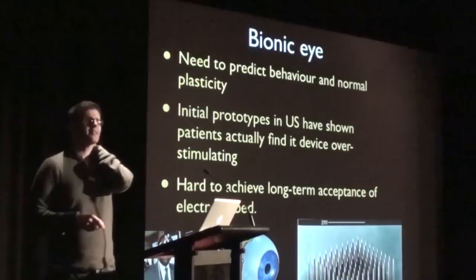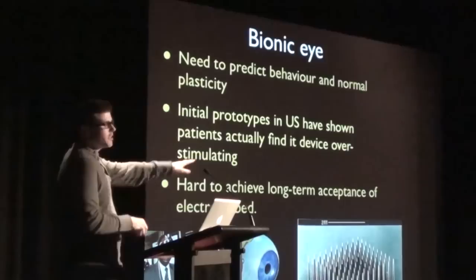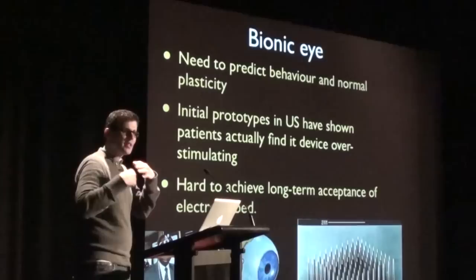In the cases where individuals have been set up with this in the US, the first take is they hate it. It's not giving you normal vision. It's giving you an image, black and white maybe, where you can fathom out that perhaps there was a table there. But it's not a normal sense of vision.